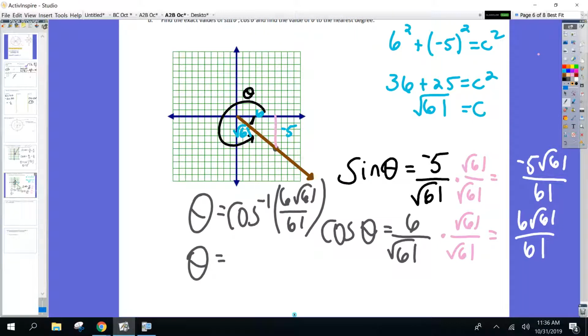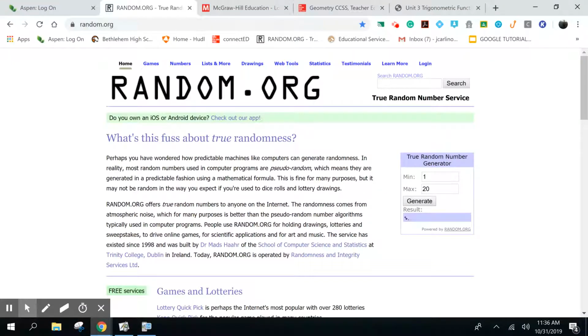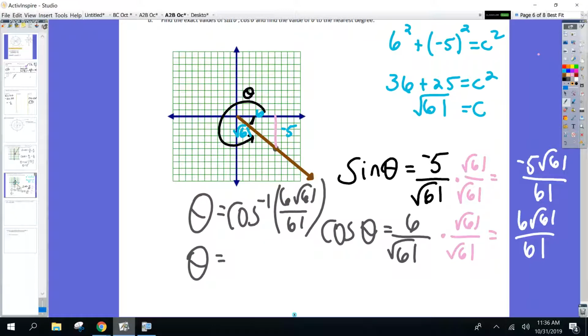So 39.8 is your reference angle. You're in the fourth quadrant. How are you getting it? 360 minus that 39.8. And rounded to the nearest degree, my angle's what? 320 degrees, yep.